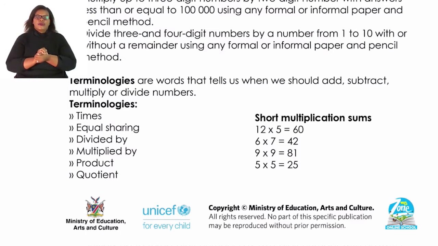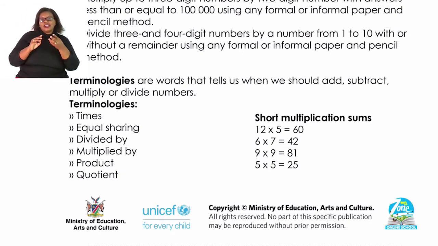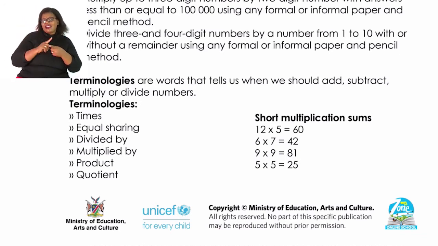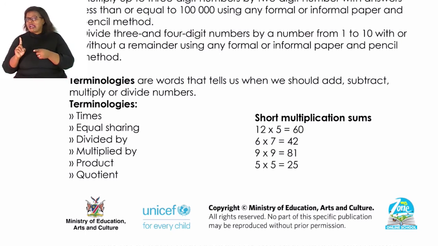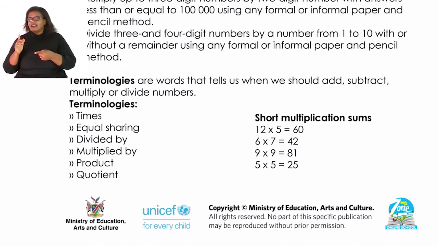Okay, we have some short multiplication sums here. For example, 12 times 5. What is our answer? 60. 6 times 7. What is the answer? 42. 9 times 9. What is our answer? 81. And 5 times 5, which is equal to 25.